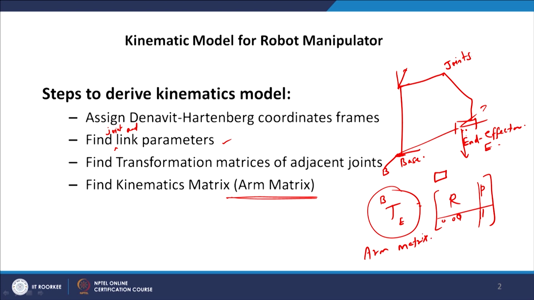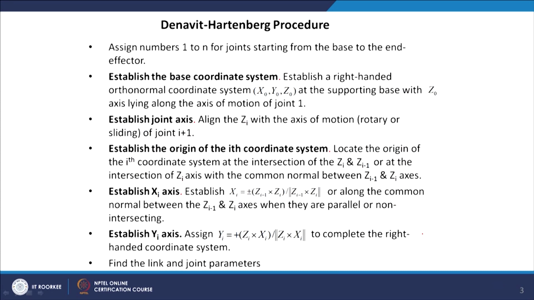So, if a manipulator with a particular structure is given, then we can find a unique arm matrix, which is the relation between the end effector and the base frame, by following these 4 steps. So, first let us see what the DH procedure, the Denavit-Hartenberg procedure, is.